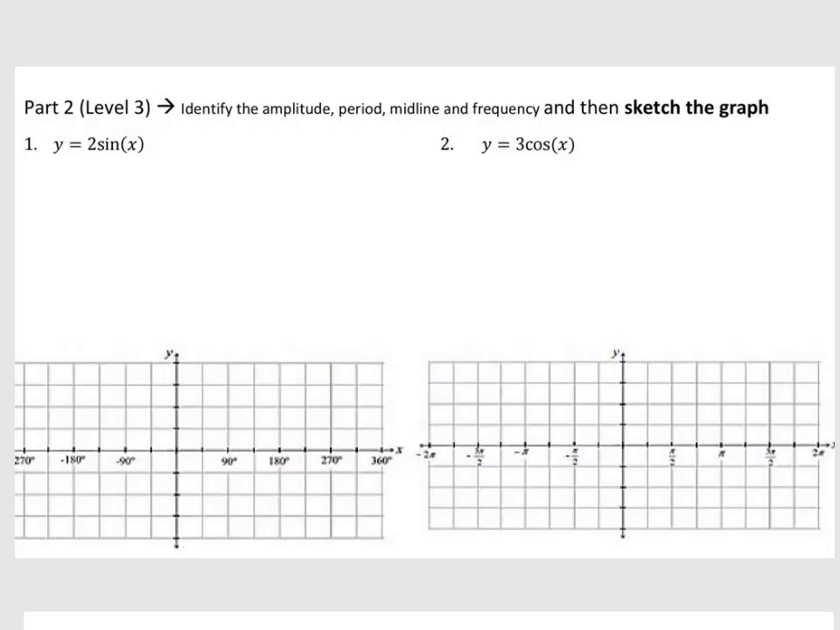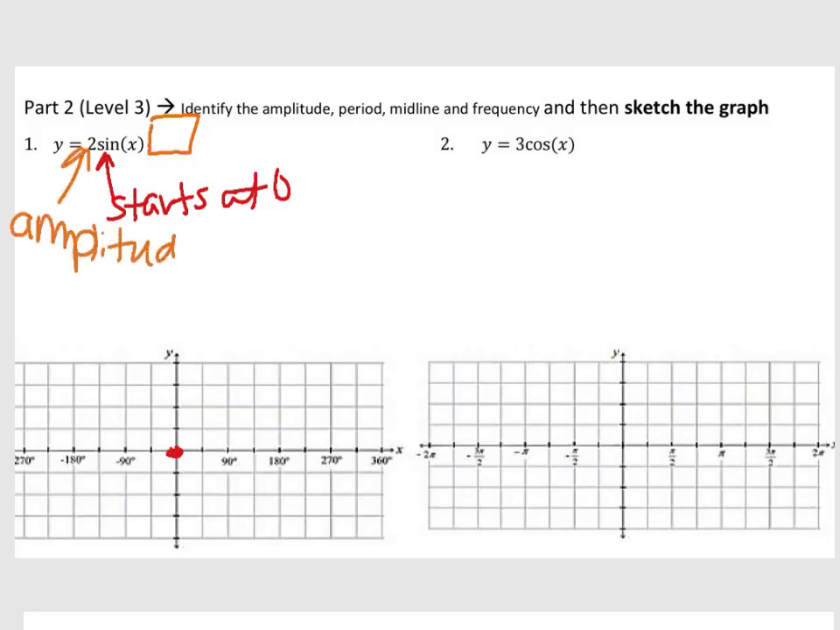I forgot that if I press it down too long, it all disappears, so I'll try not to do that. It starts at 0, and we know that it starts at 0 because we're not adding anything on at the end, so our midline is not shifting. However, the 2 out front means we have an amplitude of 2. So instead of just going up 1, we're going up 2.